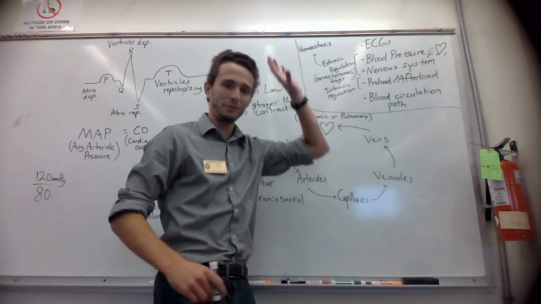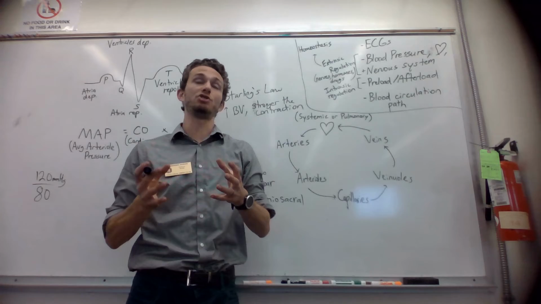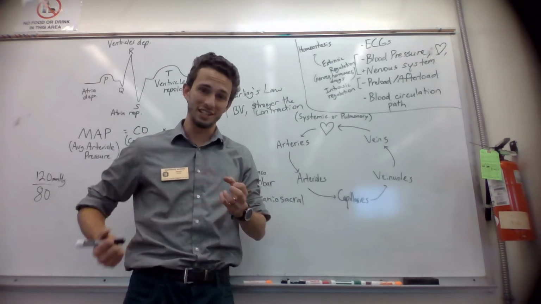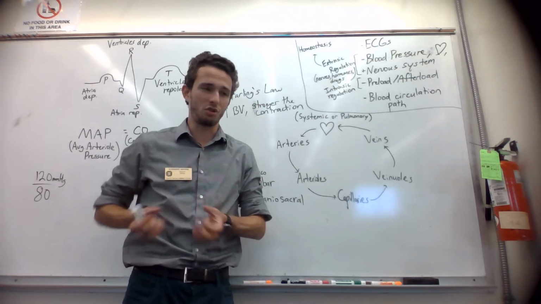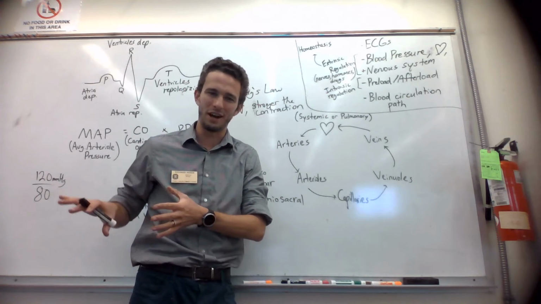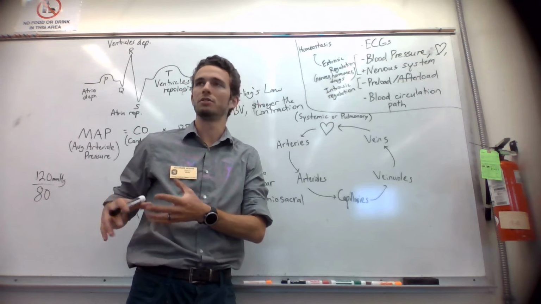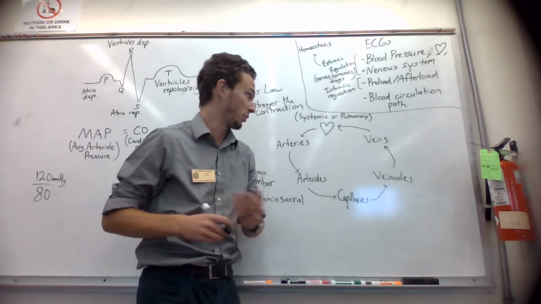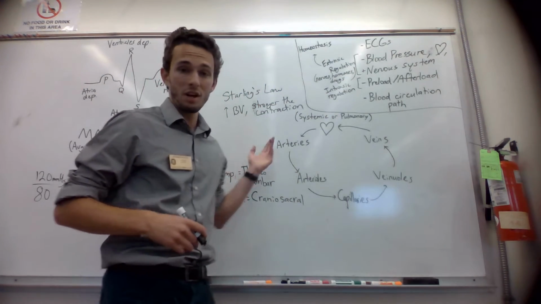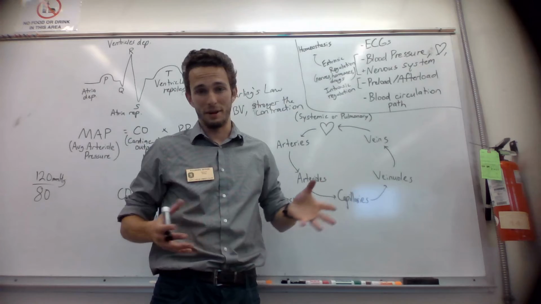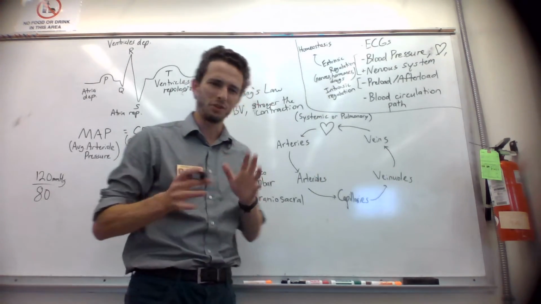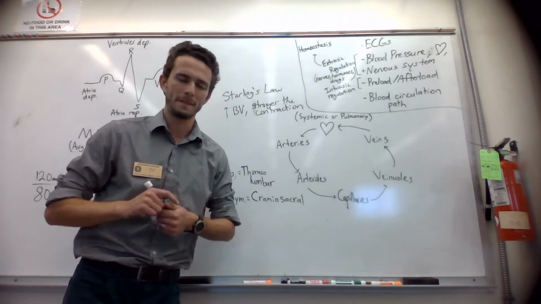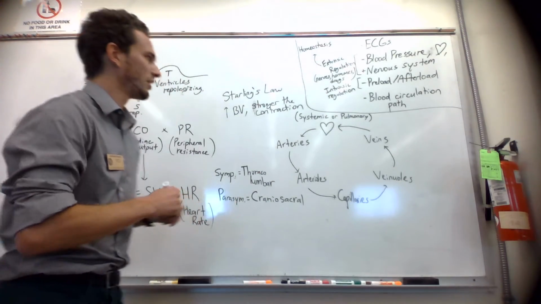Sorry, that was preload. Afterload is basically the strength necessary to get the blood out into the artery, okay? It's a completely different variable. Whereas preload is the volume, the afterload is the amount of pressure it needs to overcome to actually get the blood out. I didn't really talk about that all that much, so don't worry about it for a test.